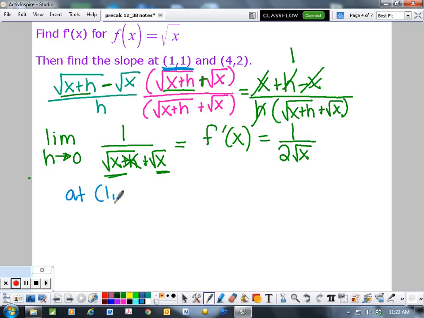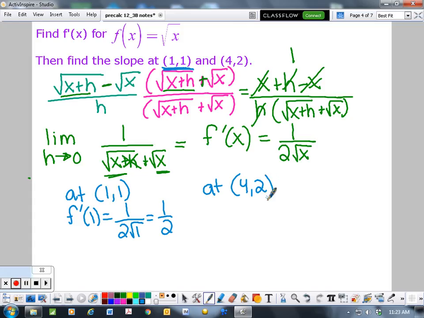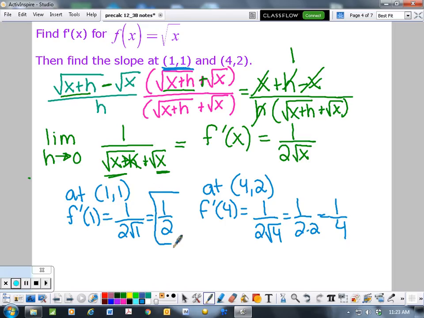So at (1, 1), the derivative at 1 is 1 over 2 square roots of 1, which is just 1/2. So that's the slope of our tangent line. And then at (4, 2), the derivative at 4 is equal to 1 over 2 square roots of 4, which is 1 over 2 times 2, which is 1/4. So again, the slope of our tangent line at those points.